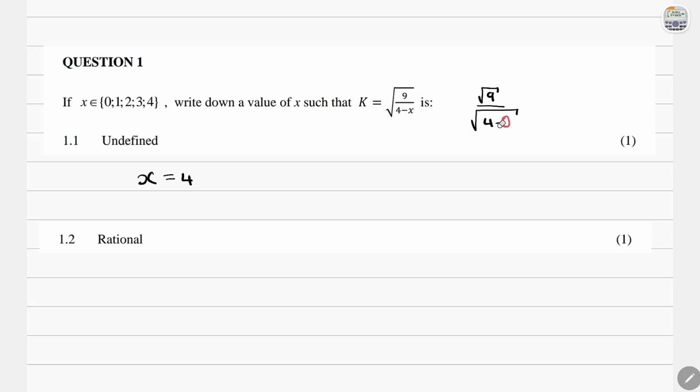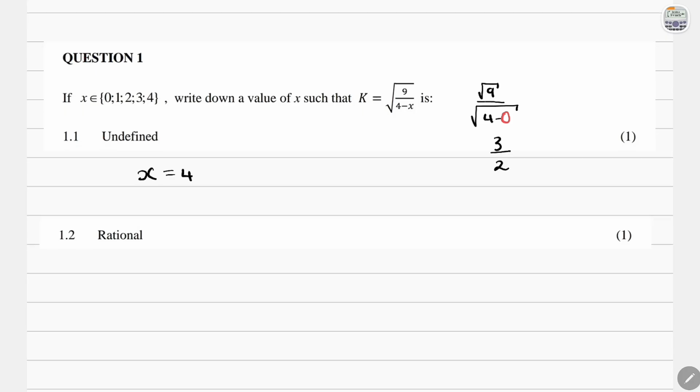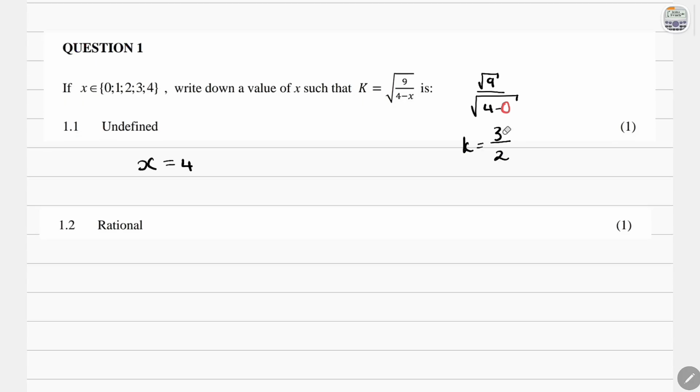If we try 0, we have 4 minus 0, which is 4. So you have the square root of 9, which is 3, over the square root of 4, which is 2. This is a rational number. So k would be rational when x is equal to 0. Let's also try other values, because this doesn't work like undefined. For undefined, the denominator should just be equal to 0 and that is it.